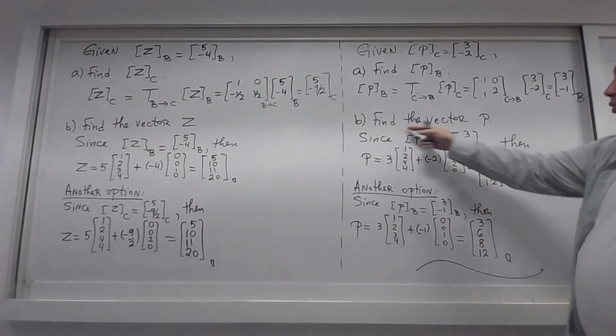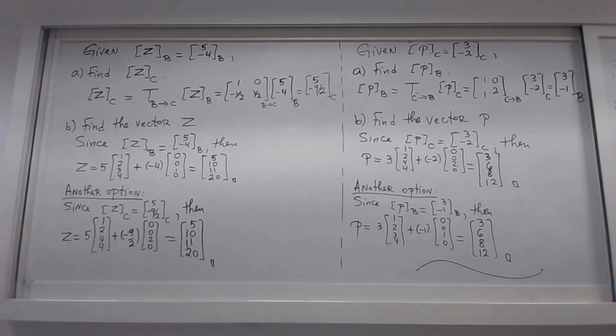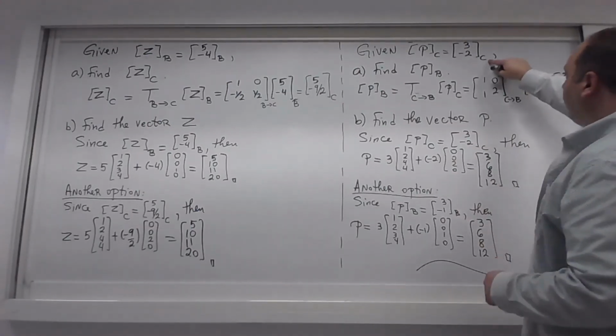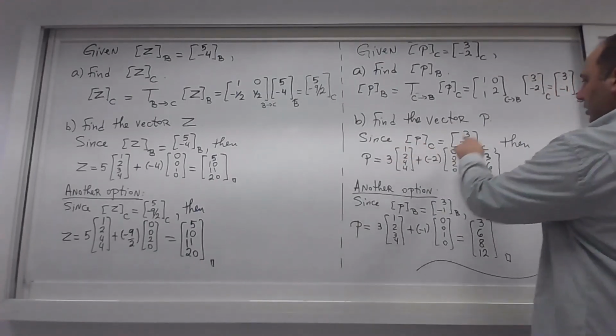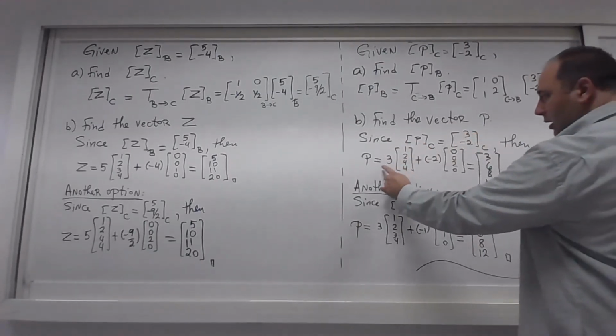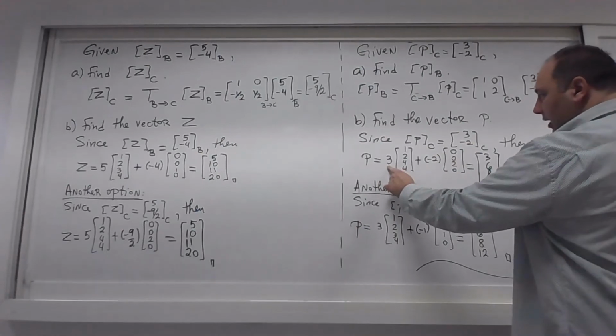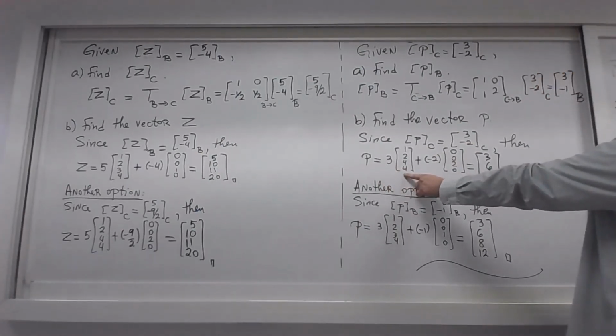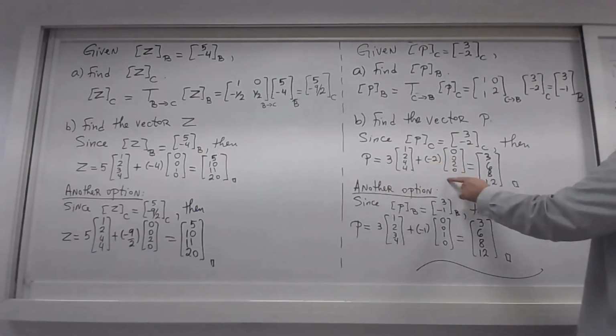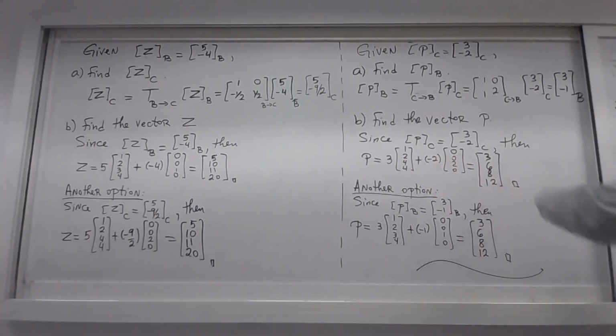Second question, what's the vector P? I have its coordinates, but I don't know who the vector is. Well, no problem. Since I have the coordinates in basis C, 3 and -2, that means P is equal to 3 times the first vector from basis C plus -2 times the second vector from basis C. Compute. This is my vector P.